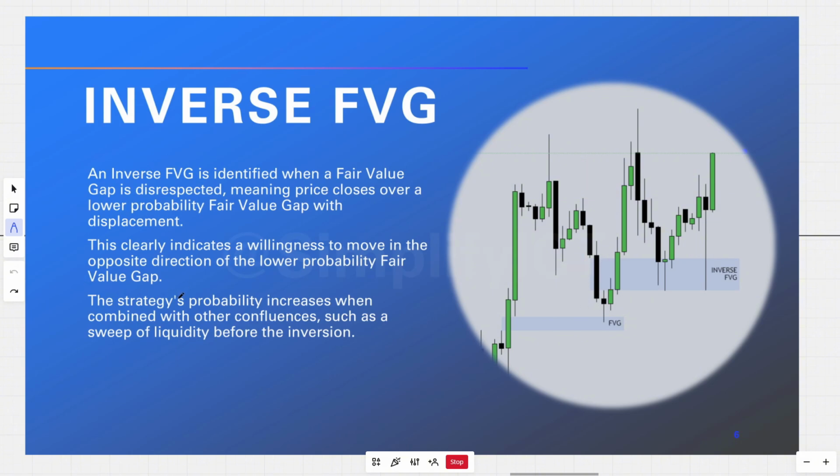The strategy's probability increases when combined with other confluences, such as a sweep of liquidity before the inversion. As you can see, price moved to the upside and it created this short-term low. You can see we have a wick right here. And what did price do? Price took out this low with the fair value gap. However, it also tapped into this opposing draw on liquidity right here, which was the fair value gap. So you can see we have candle 1, candle 2, candle 3, creating the fair value gap after this move to the upside, and price also swept liquidity.